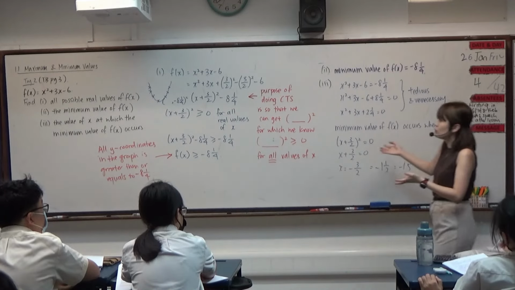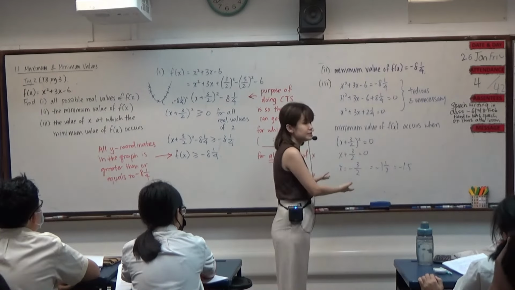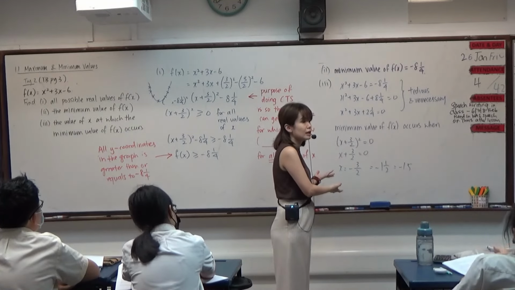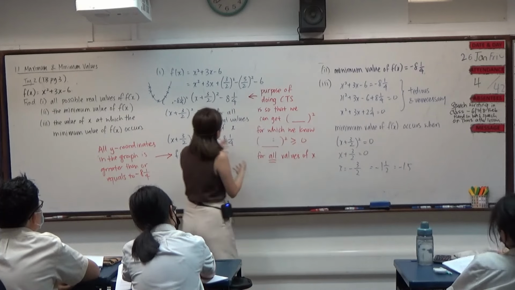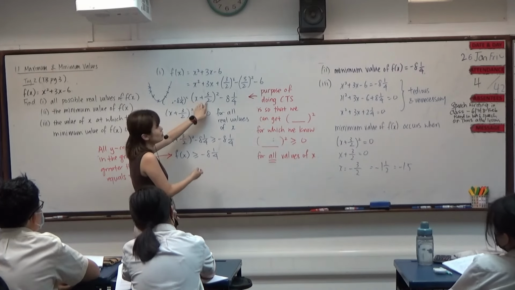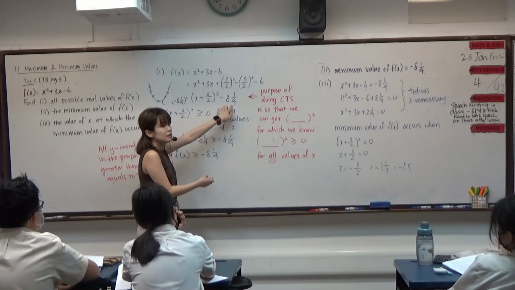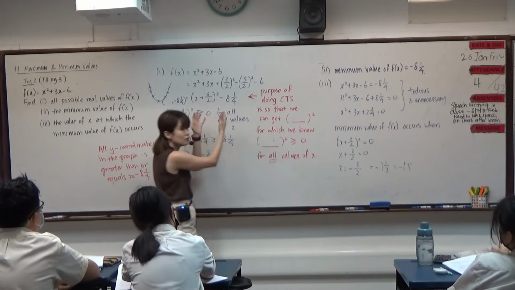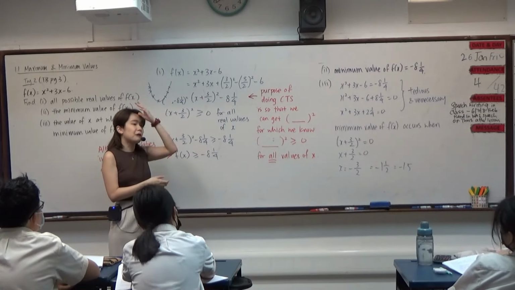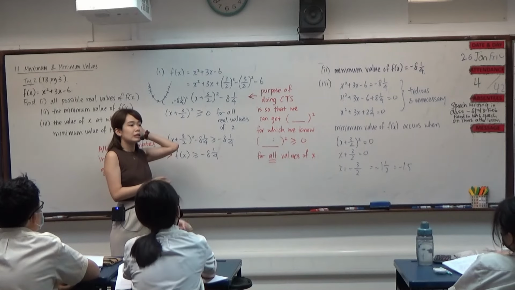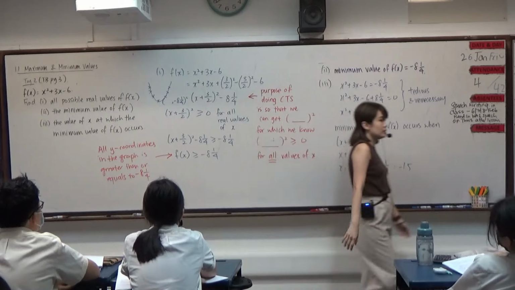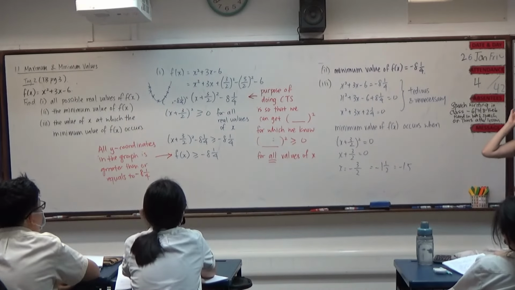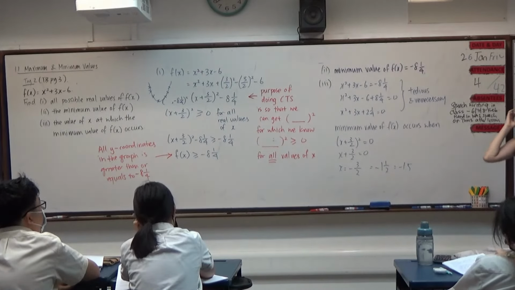Actually, EMATHS really concluded this. This is the whole process, the same process that we did in EMATHS. In fact, we concluded that the turning point is just negative 3 over 2, negative 8 and 1 quarter. I went through all this to conclude for us how we read the turning point of a completed square form. You can go through this method, not an issue. Okay, any other questions? Okay, we go on.